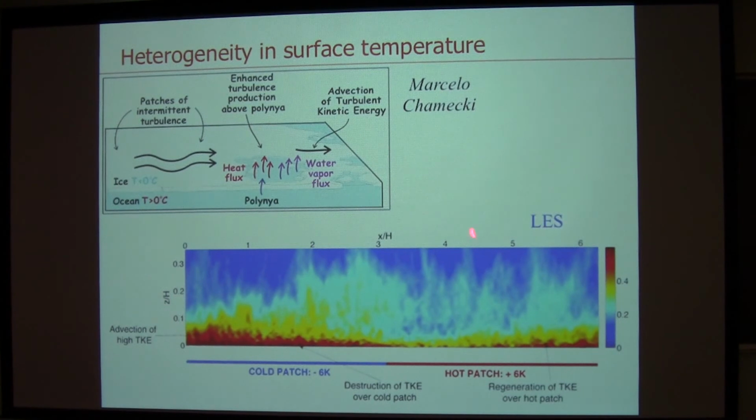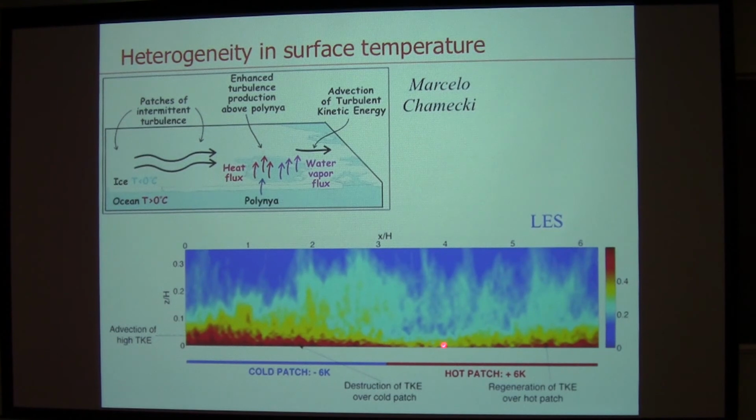So a student working with me, Stimit, did some LES of this case. You assume that advection will have an effect, but that you still get more turbulence over the unstable patch than the stable one. In fact, we find that advection is so dominant. This is a periodic simulation, so you have hot patch, cold patch, hot patch, cold patch. You see that when you enter the hot patch, the cold patch has destroyed all the turbulence.